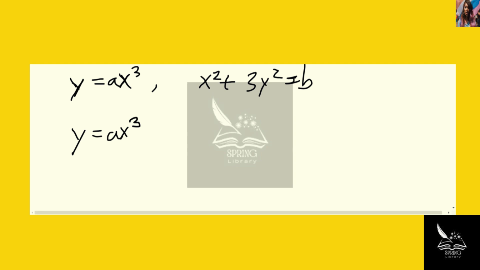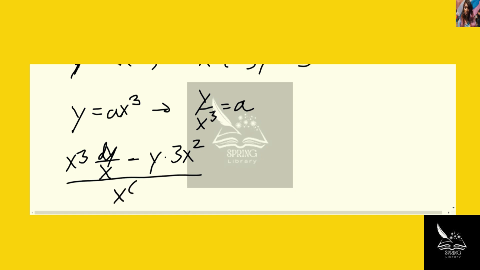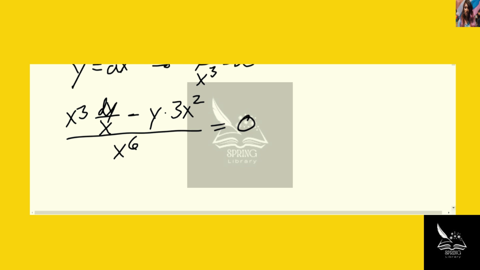Now I'll solve for our constant so that we get it on one side. I get y over x cubed equals a. We want to find the derivative, the slope of these curves, but we want to find it independent of the constant a. So, taking the derivative with respect to x of both sides, we have the bottom x cubed times dy dx minus the top y times the derivative of the bottom 3x squared, all over the bottom x cubed squared, which is x to the sixth, and the right-hand side is simply 0. So now I've eliminated a.